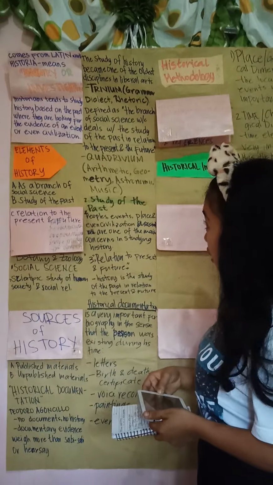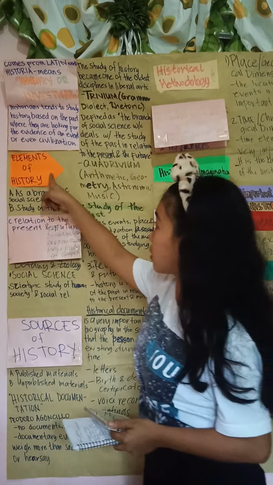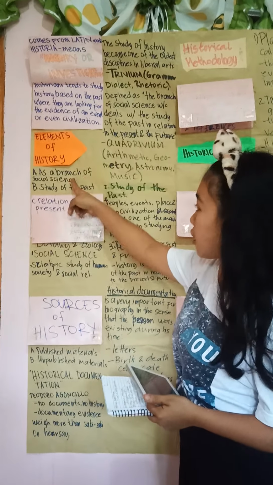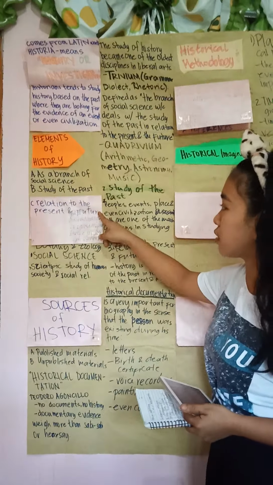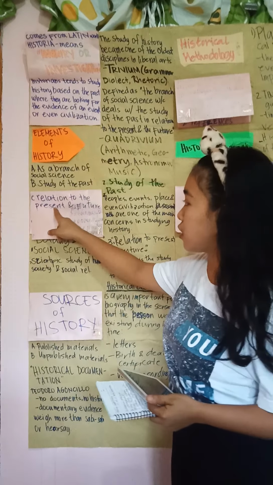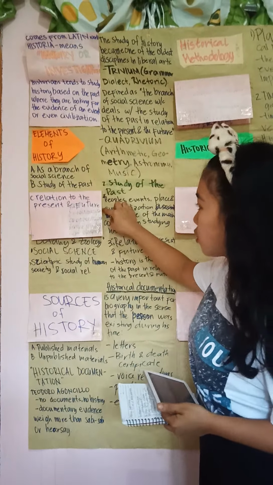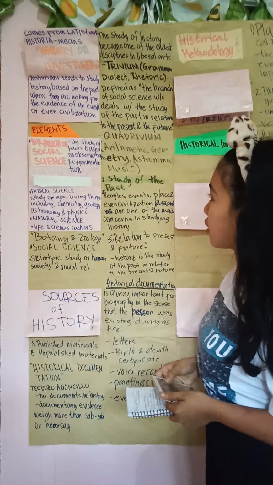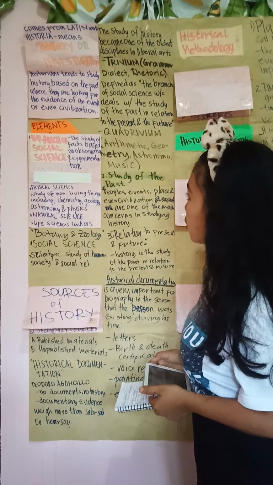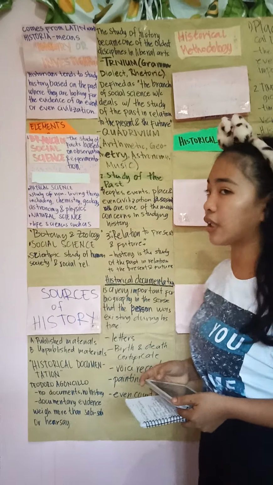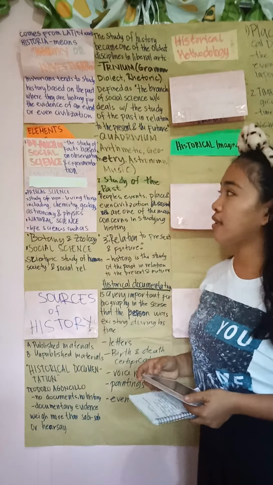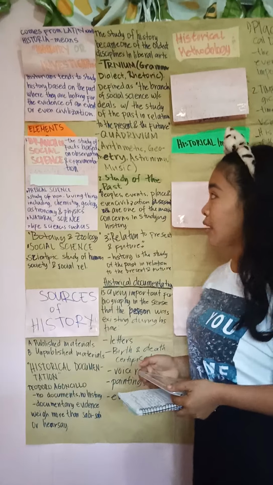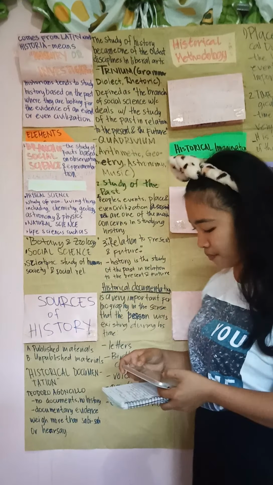So, before and after that, we will talk about the elements of history. The first is a branch of social science. Second, study of the past. The third, relation to the present and the future. Branch of social science, the study of facts based on observation and experimentation. Meaning, ang mga scientists, to see is to believe para sa kanila. Hindi sila naniniwala pag hindi nila ito nakikita.